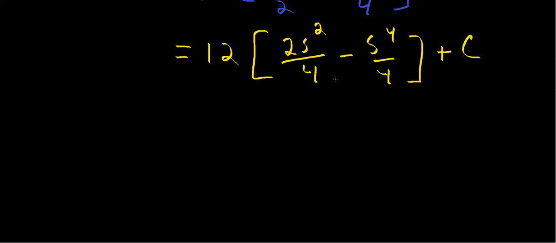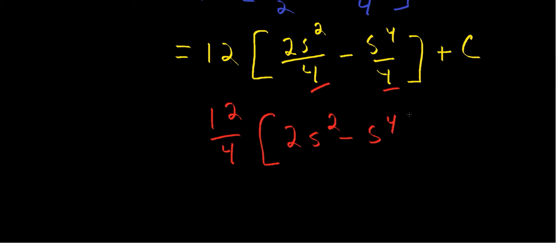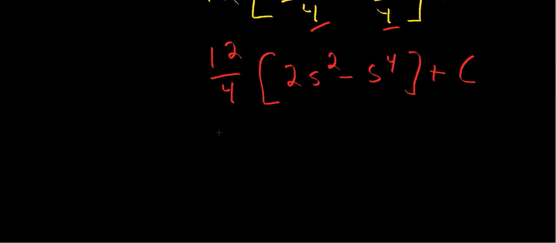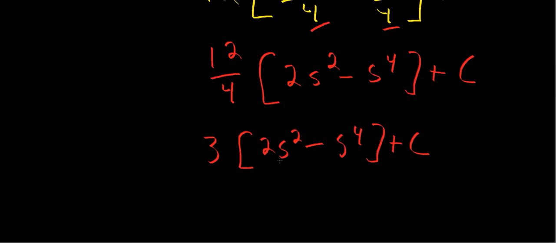Now we can pull out a 1/4, and we get 12 over 4 times 2s squared minus s to the 4th plus c. And this is just going to be 3, so we get 3 times 2s squared minus s to the 4th plus c. And this is our f of s, not f prime of s.